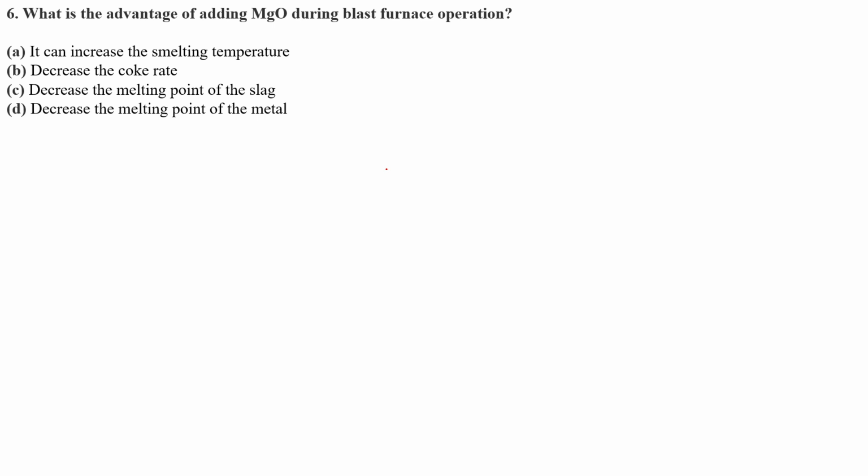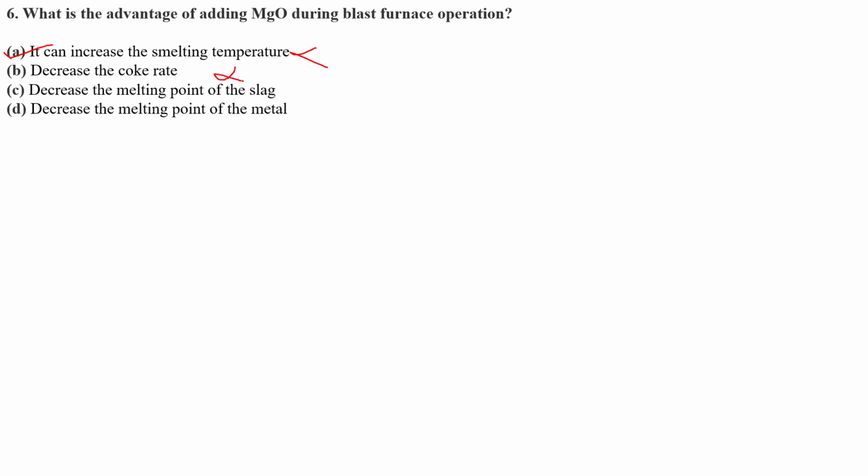Then what is the advantage of adding MgO during blast furnace operations? We generally add limestone as a flux material in the blast furnace processes for creating the proper slag, to reduce the smelting temperature, to reduce the melting temperature of the slag material, or to reduce the viscosity of the slag. So by adding MgO during the blast furnace operation instead of CaO as a flux material, we can further decrease the smelting temperature.